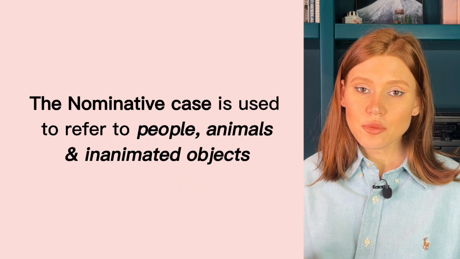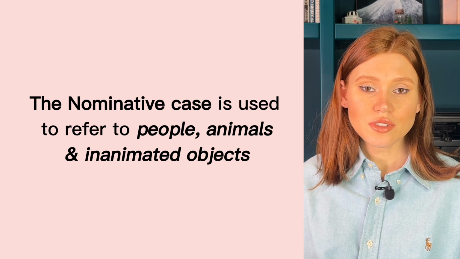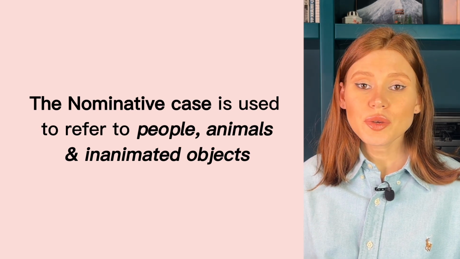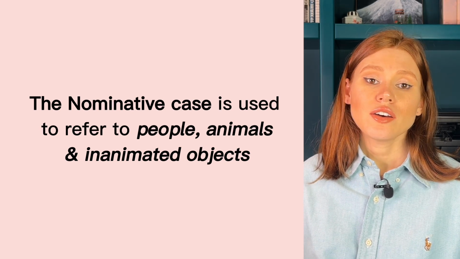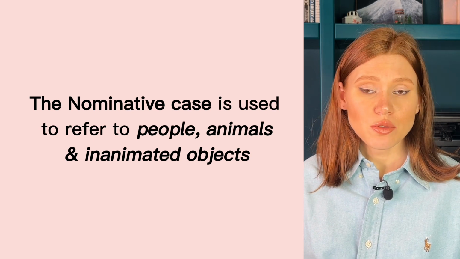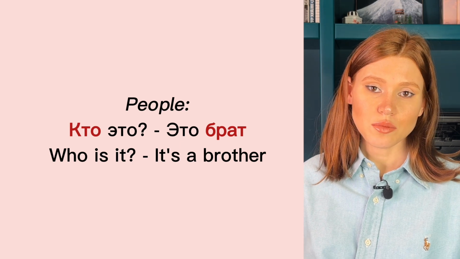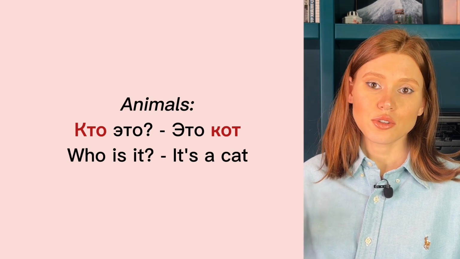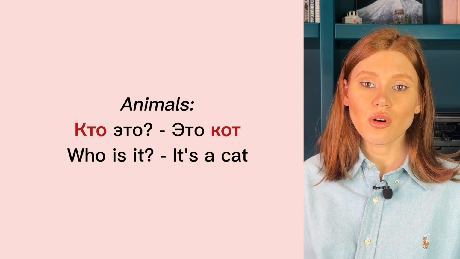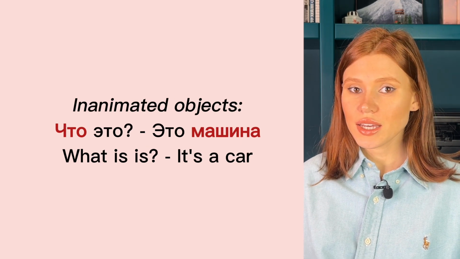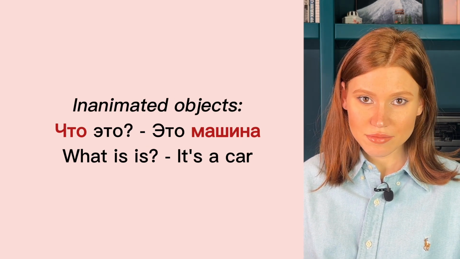Да? The nominative case is used to refer to people, animals, or to inanimated objects. Кто это? Это брат. Кто это? Это кот. Что это? Это машина.